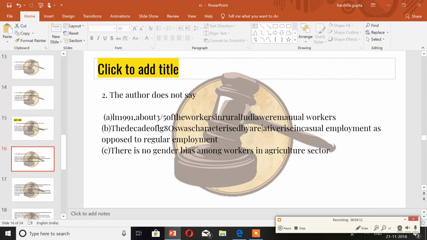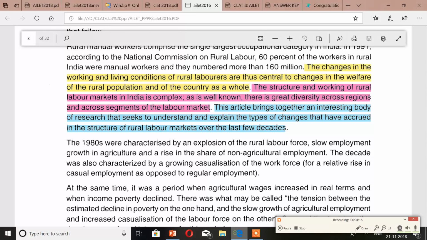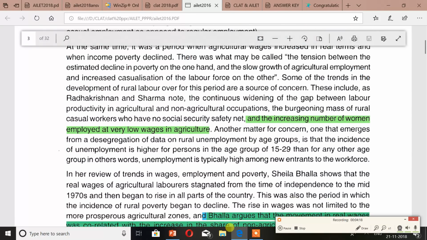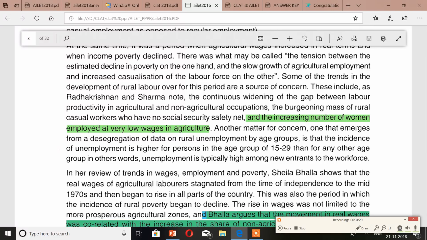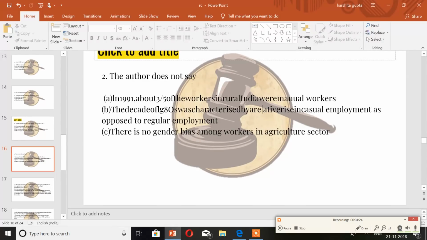Okay. Now, what the author does not say, this is actually a very easy question. If you see this line, increasing number of women employed at very low wages. But the option C talks about there is no gender bias. So obviously option C is the answer. Here what you need to look at is what he does not say. What I said, focus a lot on keywords, otherwise you'll get it wrong.